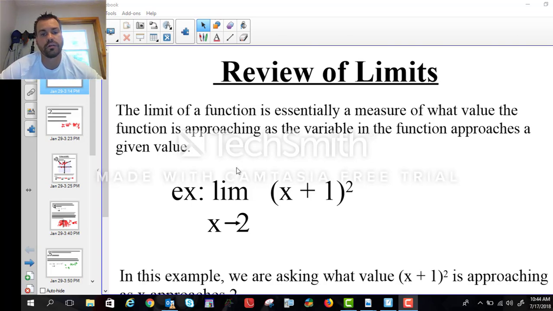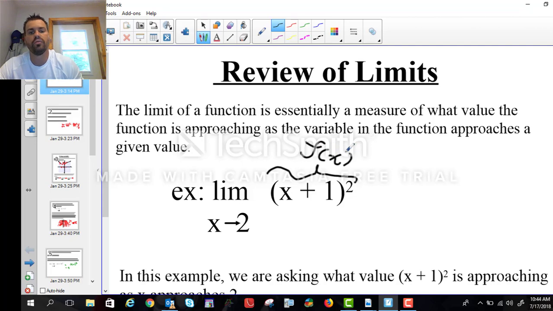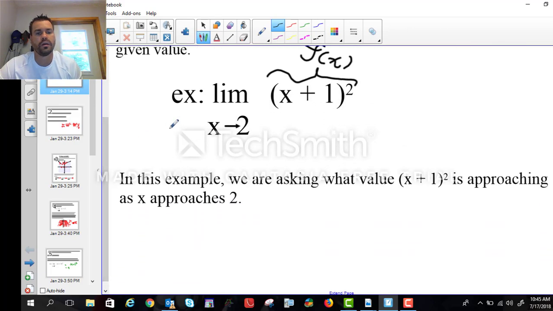If you look at our example here, this says the limit as x approaches 2 of this. This right here is our function. So we can call this whole thing f of x. All right, so we're saying that whole thing is the function. And what we're asking is, what is this going to do? What value is it going to approach as x approaches 2? All right. And we can find that out in a number of different ways.